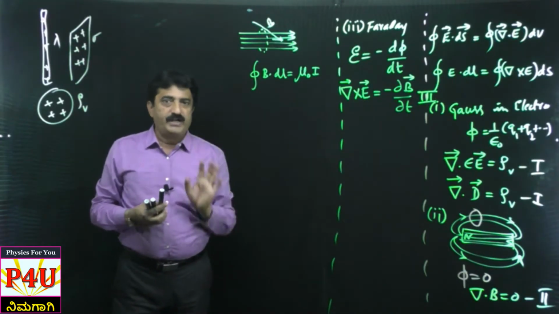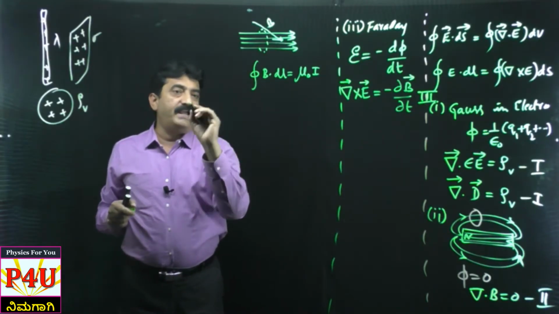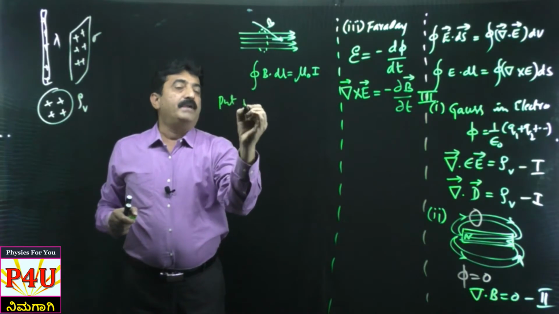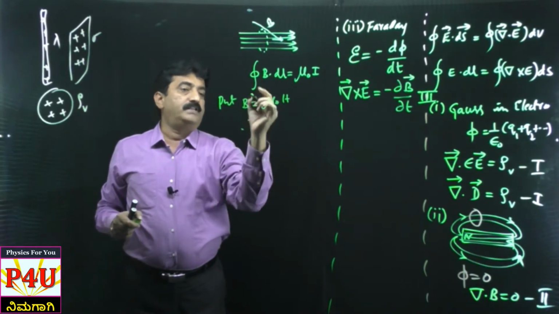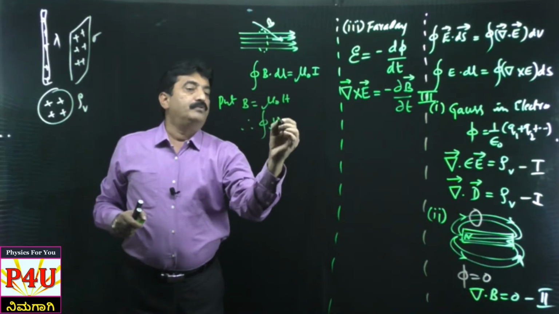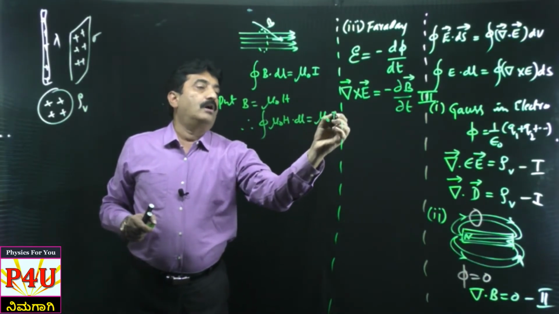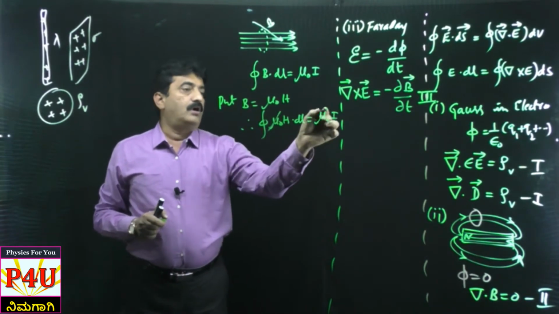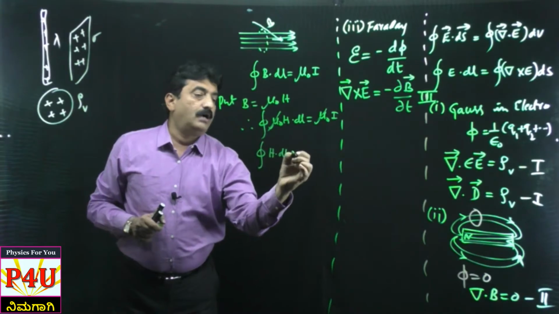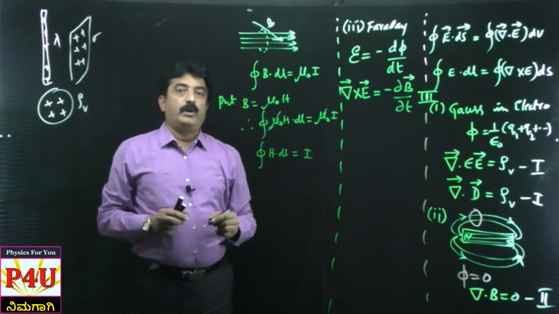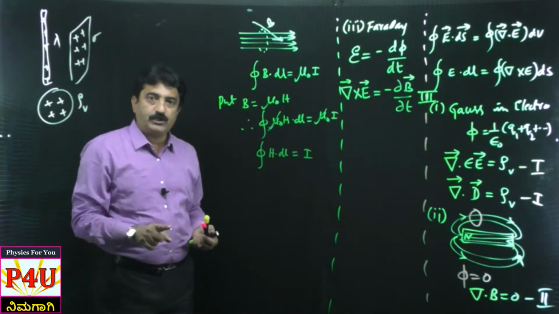Okay, this you also studied in PU. Well, we have one relation between B and H. Put B equal to mu naught into H. Therefore, this equation becomes integral of mu naught H dot dl equal to mu naught I. Cancel mu naught on both sides, then it is the integral of H dot dl equal to I. So, this is the mathematical form of Ampere's circuital theorem.